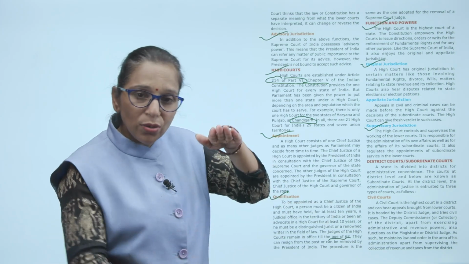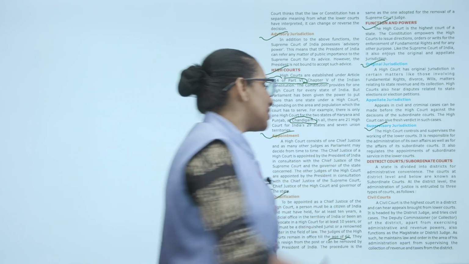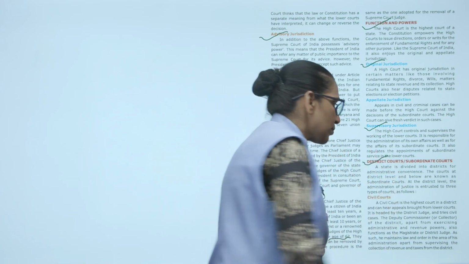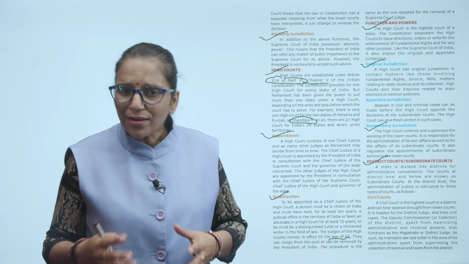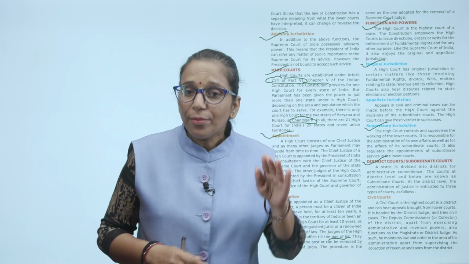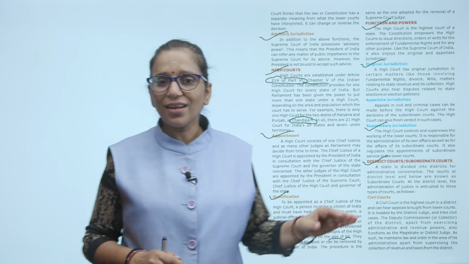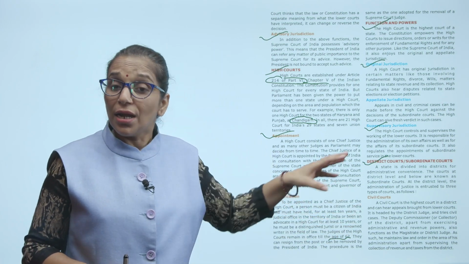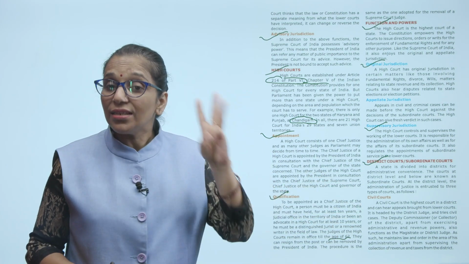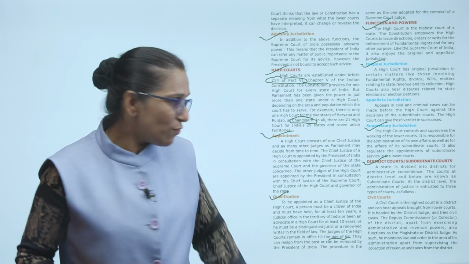Now after High Court, the next lower court is the subordinate courts, or you can say district courts. A state is divided into a number of districts for better governance. The courts at district level and below are known as subordinate courts. So at the district level, the administration of justice is entrusted to three types of court. So under district level, there are three types of court.